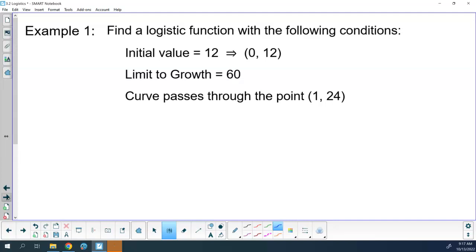Alright. So we need to find a logistic function, and we'll go through doing this. We need to find a logistic function with the following conditions. First, we have an initial value of 12, which means we go through the point 0, 12. Second, we have a limit to growth of 60. Third, we pass through the point 1, 24. So based off of those three, we want to make ourselves a y equals c over 1 plus ab to the x power logistic function.